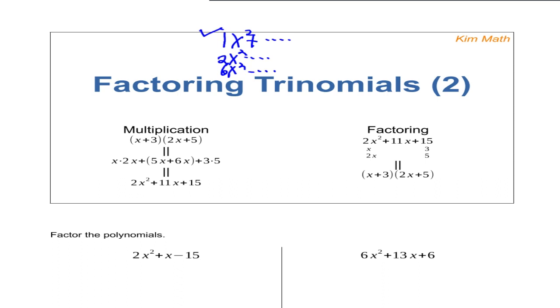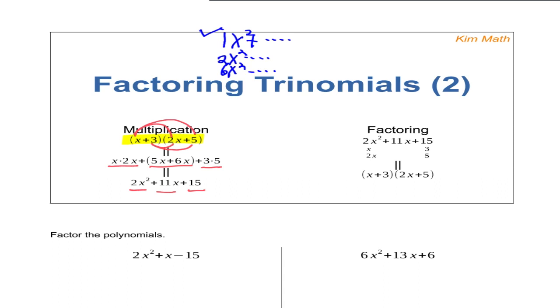So first, multiplication. When you have x plus 3 times 2x plus 5, yes, you can use the FOIL method to multiply this one. x times 2x is 2x squared. This is 5x, this is 6x. Now the sum is 11x. 3 times 5 is 15 here, right? This is a multiplication. We already understand this one.